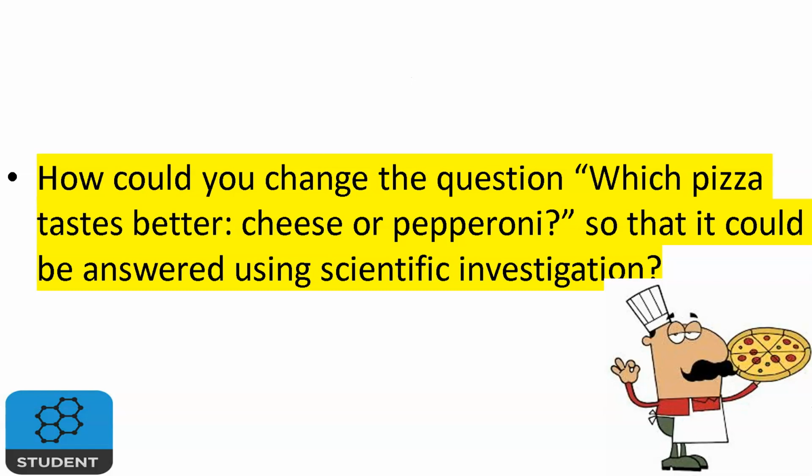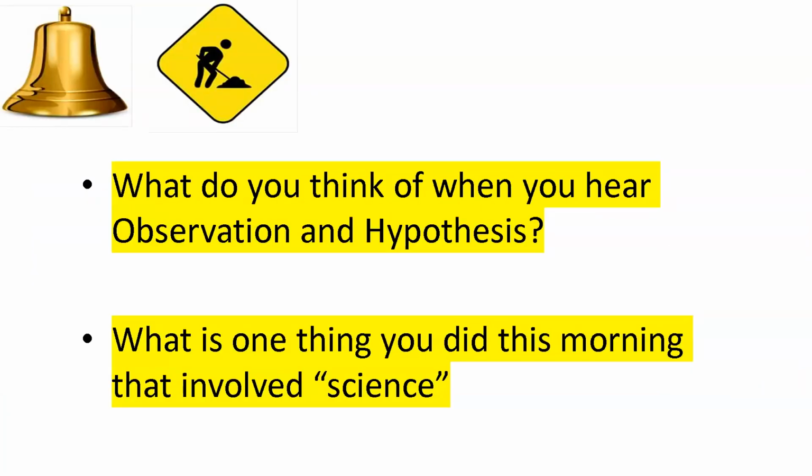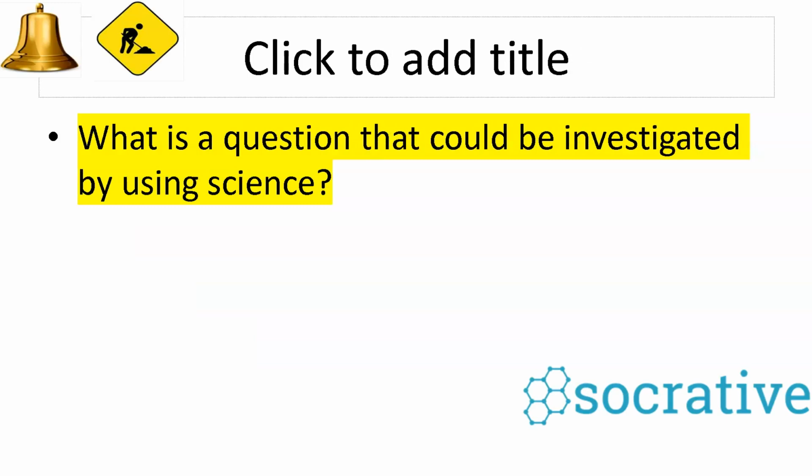So let me review at the end of this video. Let me review all the questions one time with you that I need you to email to me by the time we meet next. Okay. So define science in your own words. Make sure you sign the syllabus. What do you think of when you hear the words observation, hypothesis? What's one thing you did this morning that involved science? What are 3 things a scientist would study in each field? So 3 things a life scientist would study, physical science, earth and space science. What would they study? What is a question that could be investigated by using science? So give me a question there.